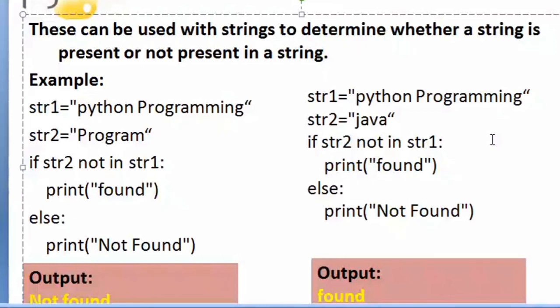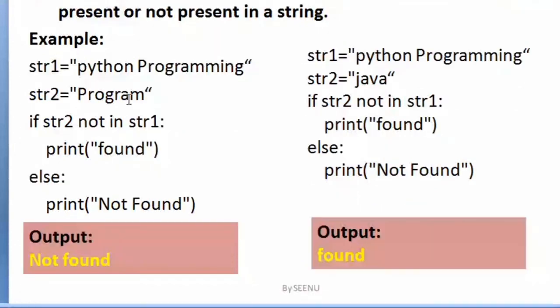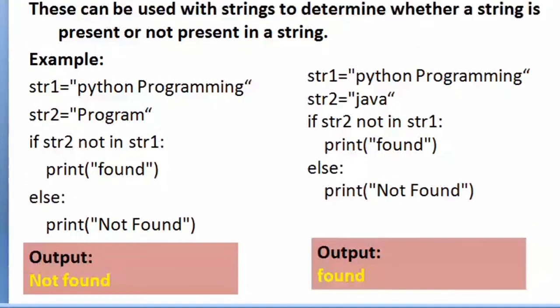Now with "program not in" the string: program is there, so it will return false. This if will not execute, the else will execute, and it says not found. So this is just to illustrate how to use in and not in with strings.